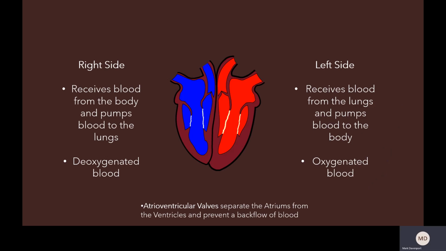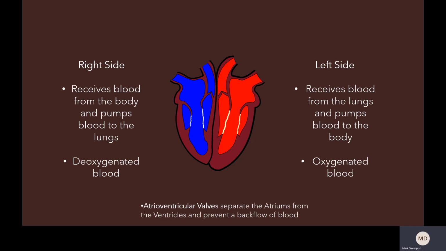Let's have a look at the right side. The right side of the heart receives blood from the body and pumps blood to the lungs, and this blood is deoxygenated. The left side receives blood from the lungs and pumps blood to the body, and that's oxygenated blood. That's the reason why, as you can see from the diagram, there's blue on one side and red on the other. The blue is the deoxygenated blood and the red is the oxygenated blood, which is why we've got two different colors on the diagram.